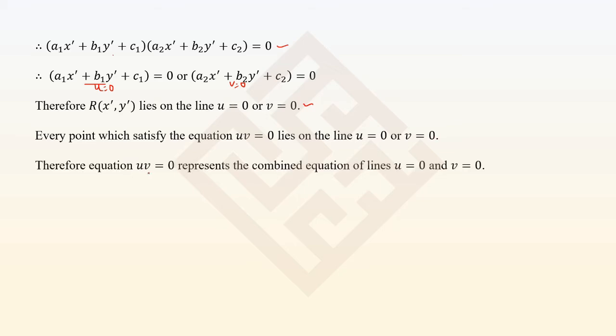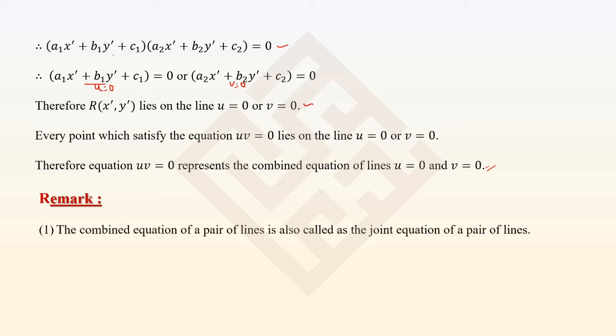So therefore the equation u into v is equal to 0 represents the combined equation of the lines u is equal to 0 and v is equal to 0, and hence the proof is completed. Now we are going to see some remarks.